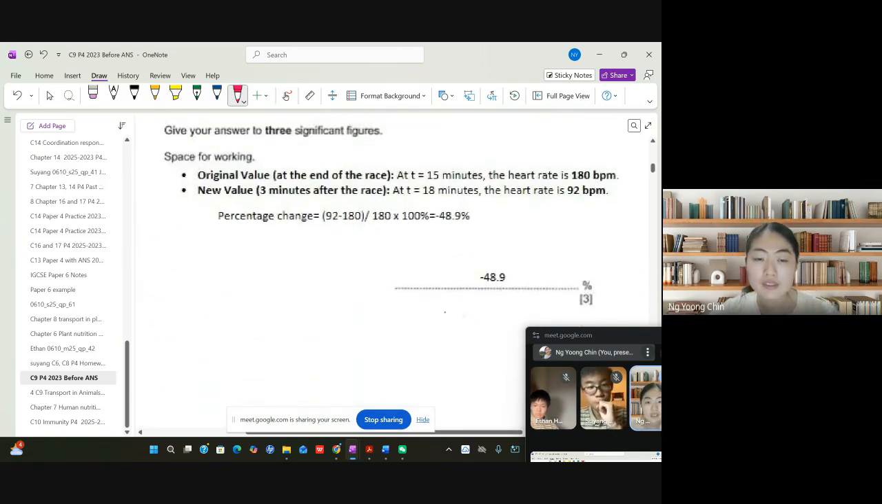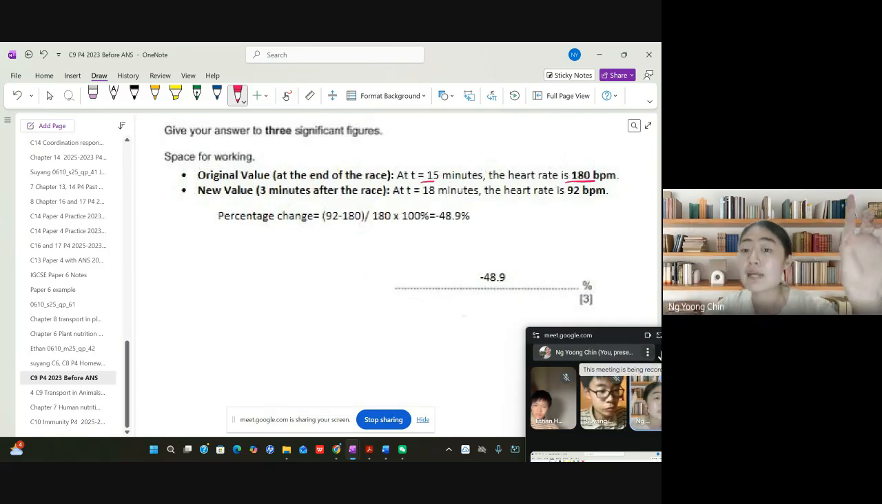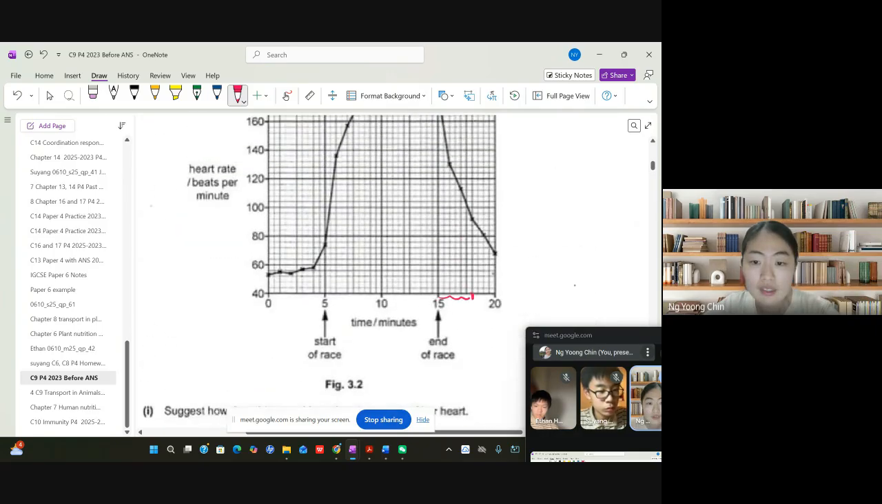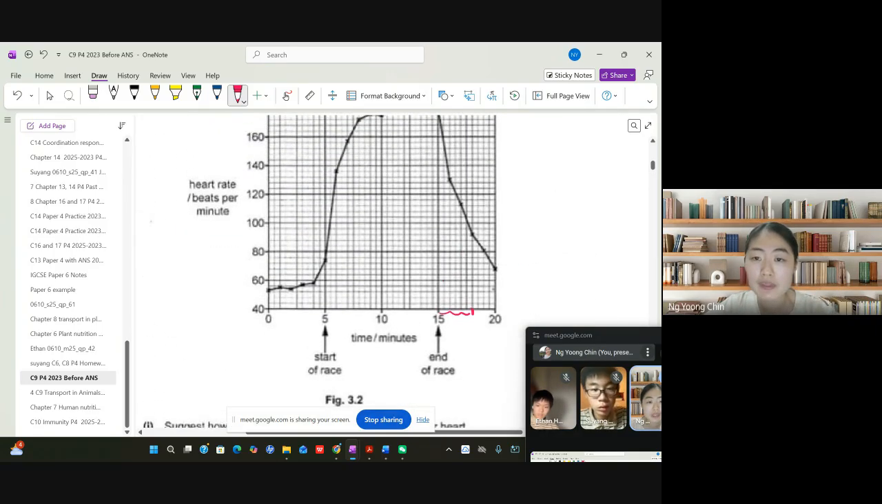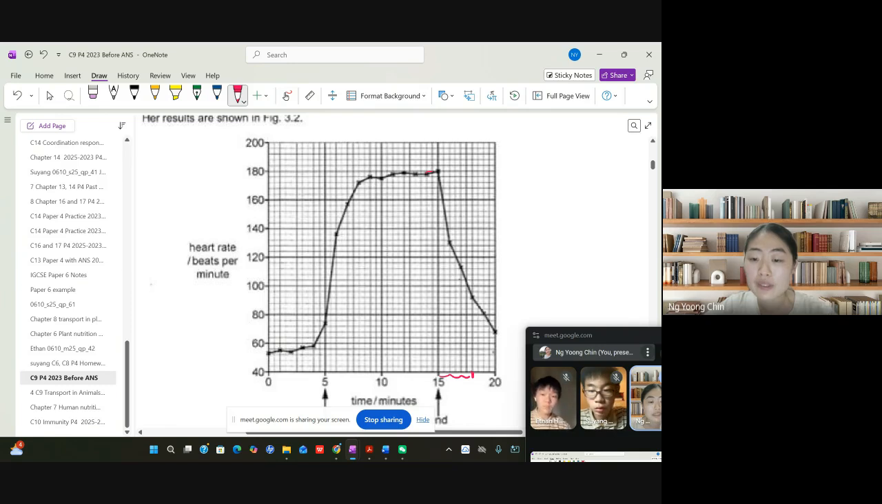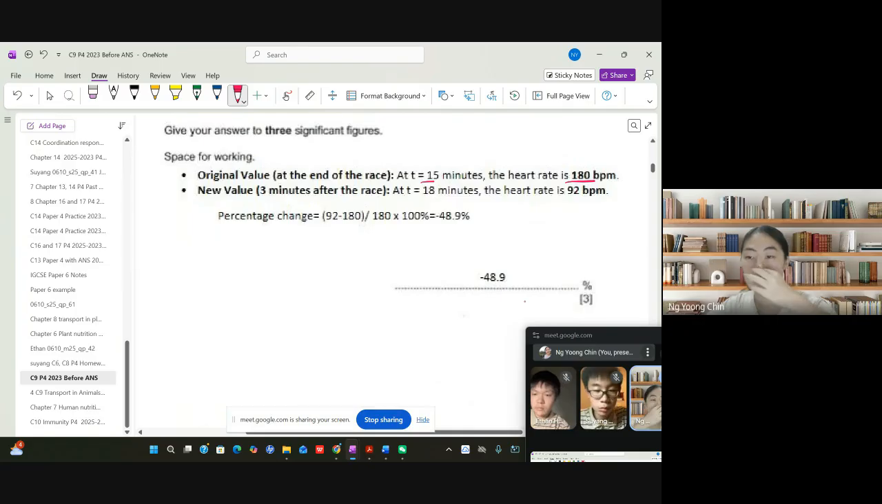And so the original value is at 15 minutes. The heart rate is about 180 beats per minute. BPM refers to beats per minute, which is, in 1 minute, how much is your heartbeat? So at 15 minutes, your heart rate is about 180. But when they go to the 18th minute, it drops, becoming 92 BPM. So that's how you calculate your percentage change.